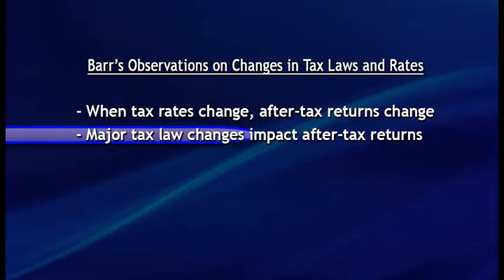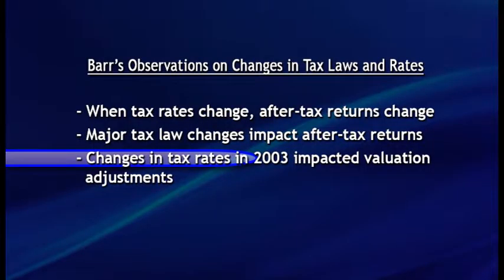Clearly, if you think about years ago, for more than 40 years, the maximum tax rate for individuals exceeded 90%. People forget, but that's where the rate was. It exceeded 90% for more than 40 consecutive years. Now the maximum tax rate is less than 40%. The after-tax returns in those two scenarios obviously are vastly different.